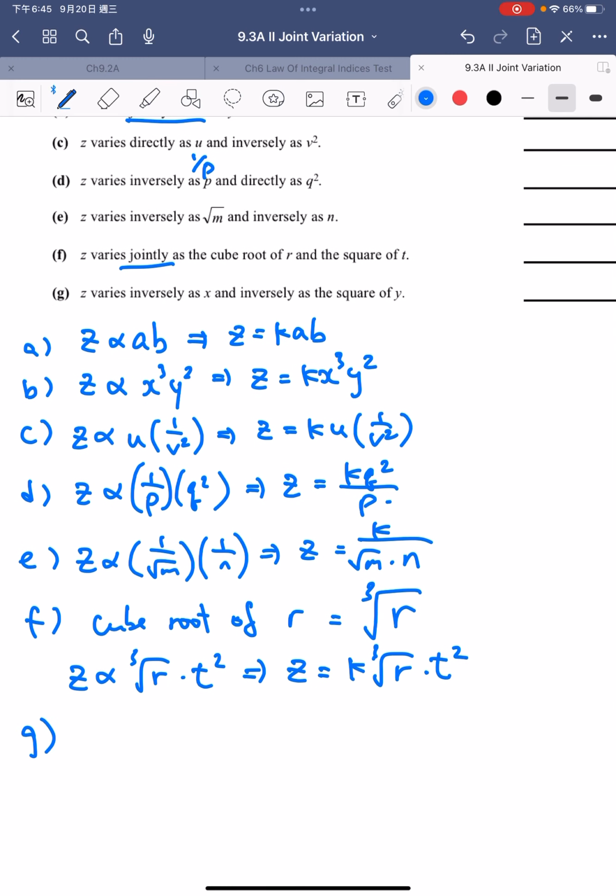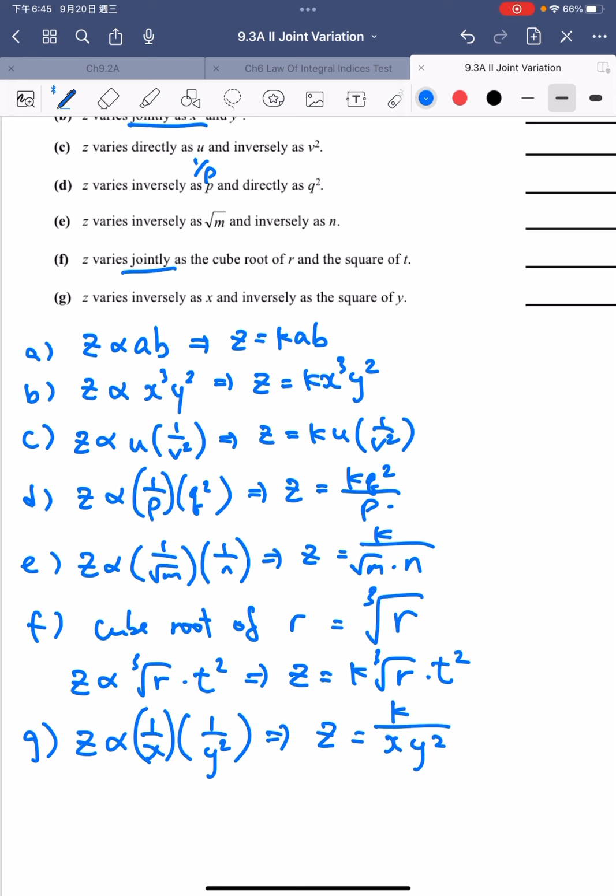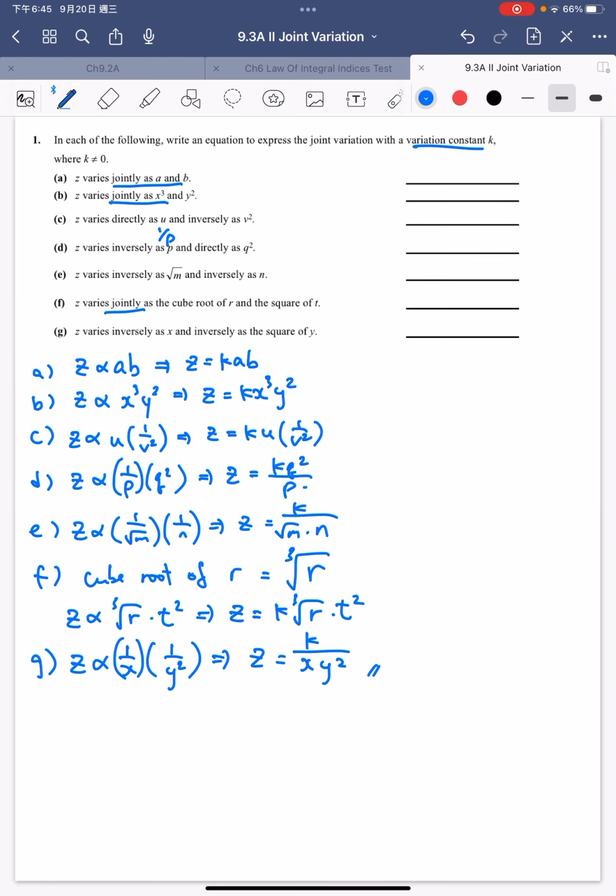Then we have g. The first one is inversely as x and inversely as the square of y. Then we take both reciprocals, so z is proportional to 1 over x times 1 over y squared. Then we have z is equal to k over xy squared. So that's for the first question.